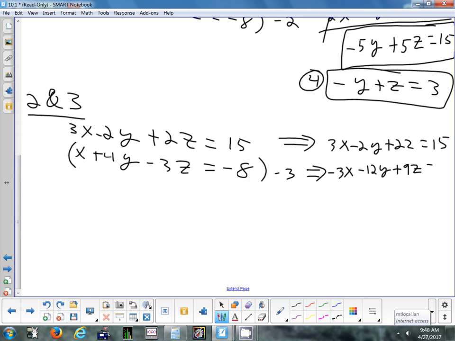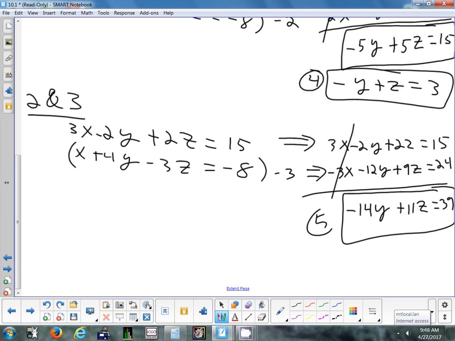Good, plus 9z equals 24. So now, the x's are gone. -2 minus 12 is -14y. 2 plus 9 is 11z. And 15 plus 24 is 39. Let's just double check, make sure we added right. All right, I think that looks good. Anyone else think it doesn't look good?